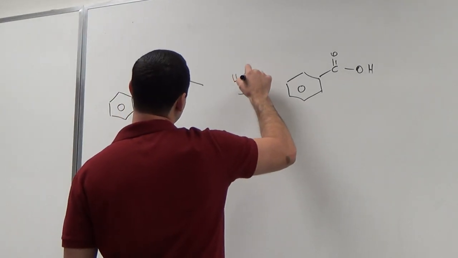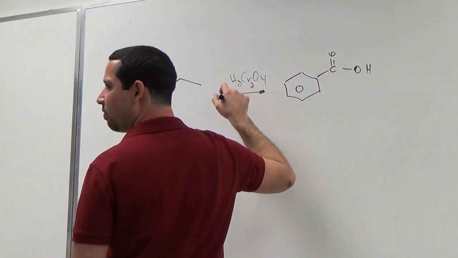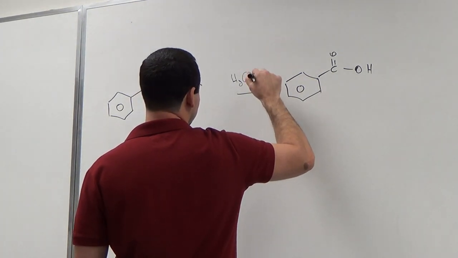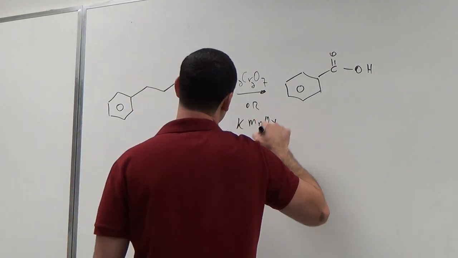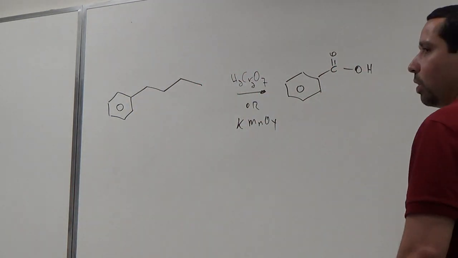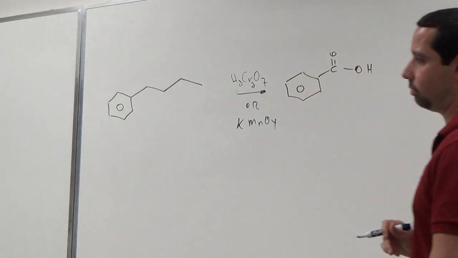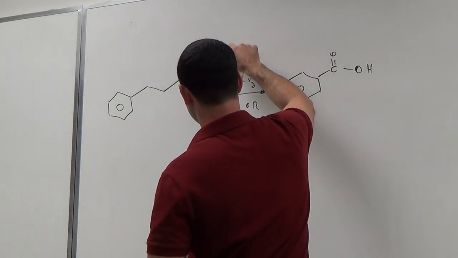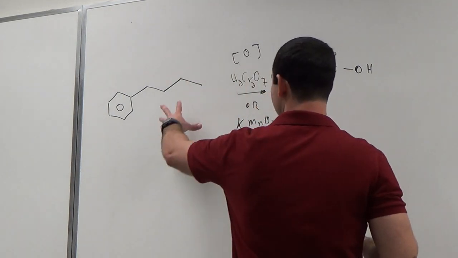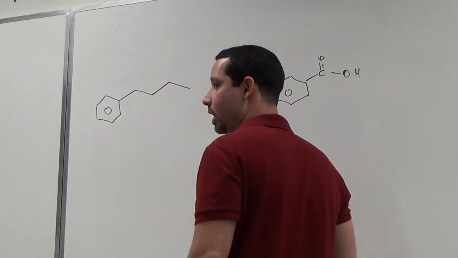So, chromic acid. Is that Cr2O7? With KMnO4, sodium hydroxide, whatever. Chromic acid is made from sodium dichromate and sulfuric acid. Here, these are oxidation conditions. No matter how long that chain is, it's going to cut it and make a carboxylic acid there at the end.